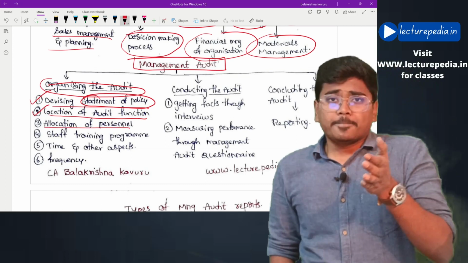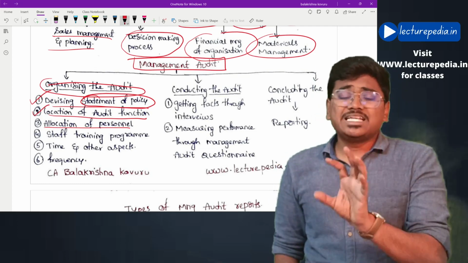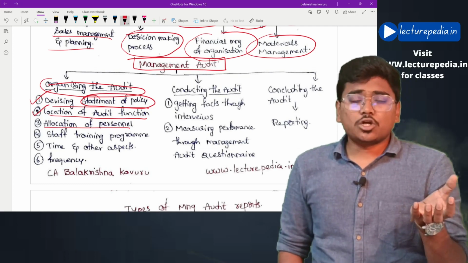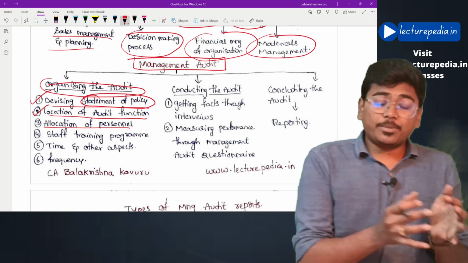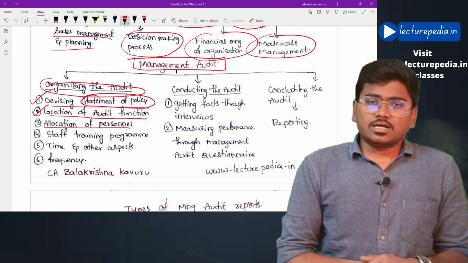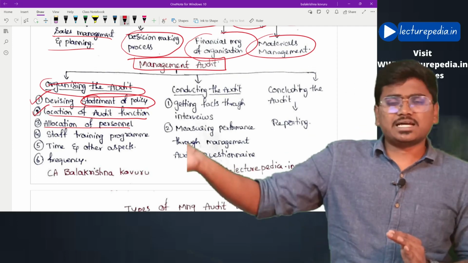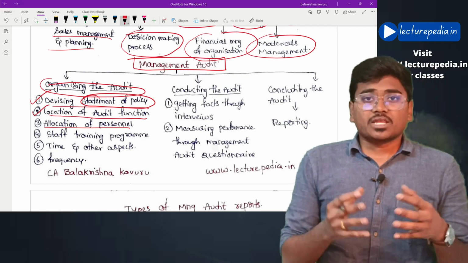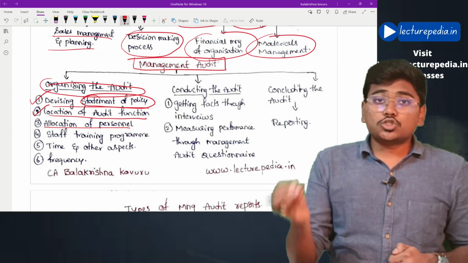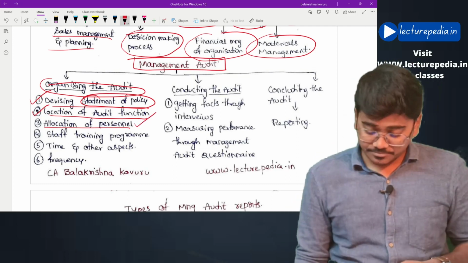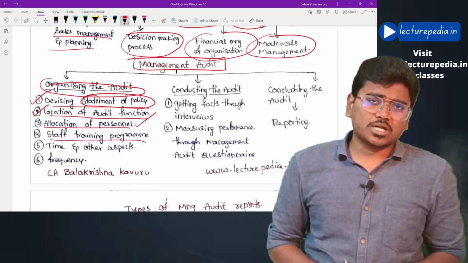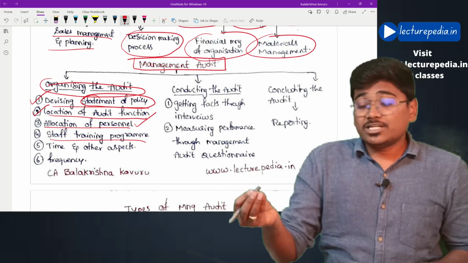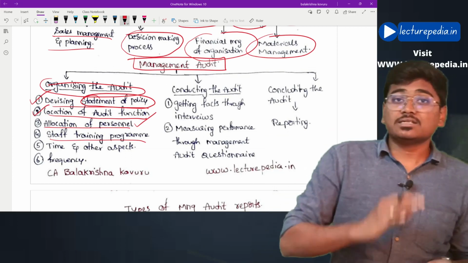Who has to be part of the team of management audit? Generally, in most of the companies, a management audit department will be separately there in the company, or some companies might hire third parties. In case there is a separate management audit department, then who should be part of that department? And staff training and program. Basically, by conducting staff training, they will decide who has to be taken into this department.